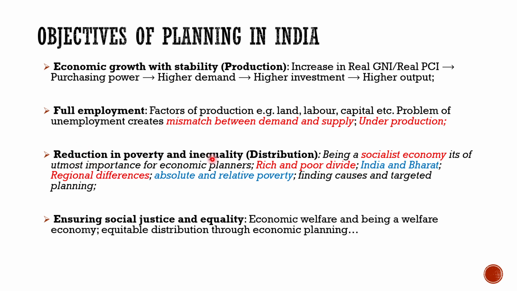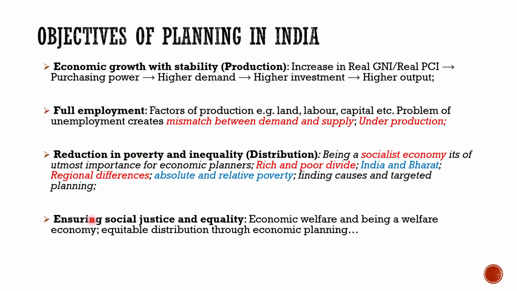Reduction in poverty and inequality is the third most important objective of planning in India, and it is very much related to distribution. Being a socialist economy, it was of utmost importance for economic planners to make a balance between rich and poor, India and Bharat, and regional differences, to mitigate absolute and relative poverty, finding causes for poverty and inequality, and make appropriate, targeted planning to vanish poverty and inequality from India.